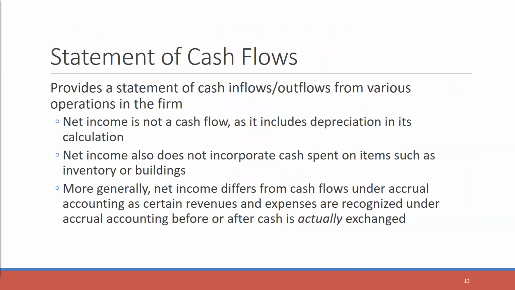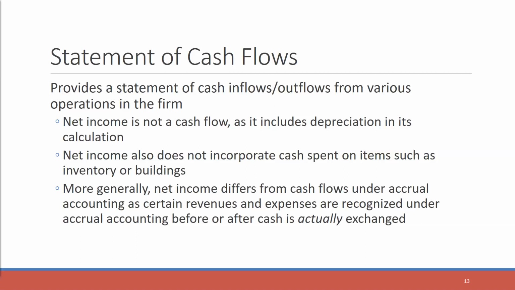A statement of cash flows. This is going to provide a statement of cash inflow and outflow from various operations for the firm. Net income is not a cash flow because we saw that it also includes depreciation in its calculation. Depreciation isn't cash. Depreciation is based again on these book values of our assets. Net income also does not incorporate cash spent on items such as inventory or buildings. More generally, net income is going to differ from cash flows under accruals accounting, as certain revenues and expenses are recognized under accruals accounting before or after the cash is actually exchanged. So the money can accrue to us as an expense or a revenue before the cash actually changes hands.